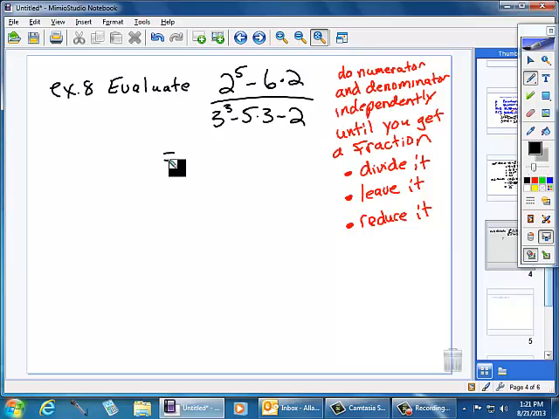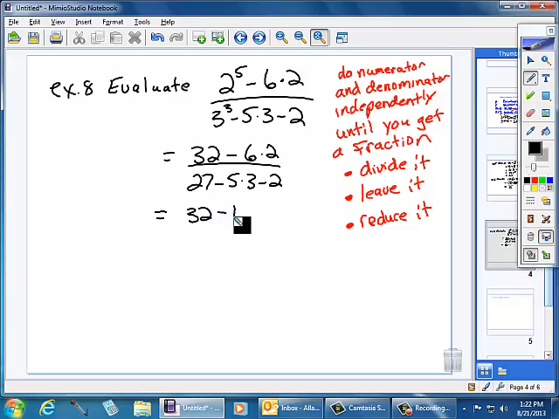I'm going to do one step in the numerator, one step in the denominator. On the numerator, I need to do my exponent first. 2 to the 5th is 2 times 2 is 4, times 2 is 8, times 2 is 16, times 2 is 32. So 2 to the 5th is 32. All over 3 cubed is what I got to do first in the denominator, so that is 27 minus 5 times 3 minus 2. In the numerator, I have multiplication up there I need to do first, so that's going to be 32 minus 12 all over 27 minus 15, because I need to do that multiplication, 5 times 3.